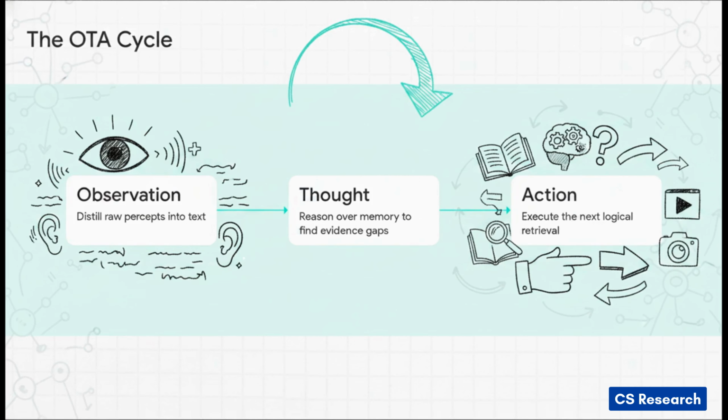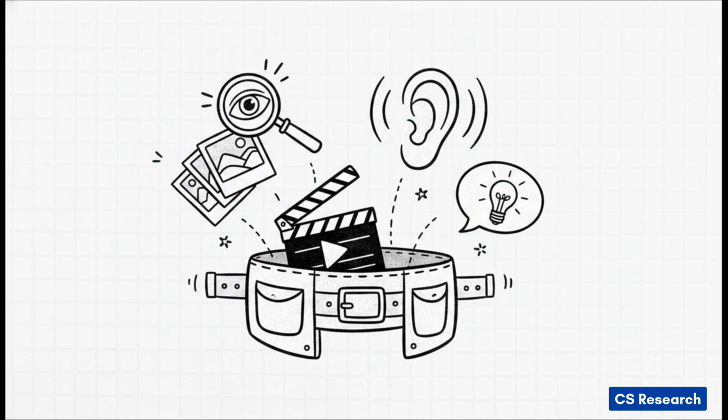Then the cycle repeats. So what exactly is in this detective's toolkit to execute those actions? Well, it has a few very specific options. It can use get_frames to jump to a specific timestamp and just grab a few still images, which is perfect for a quick visual scan. It can use Get Audio to pull acoustic context. Think of this like specifically listening for a siren or waiting to hear a certain name spoken.